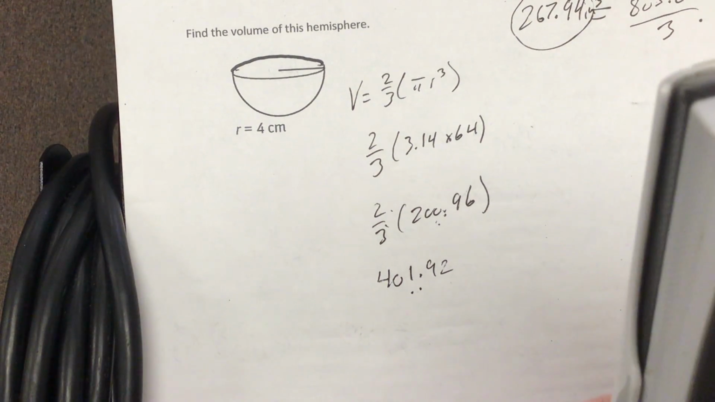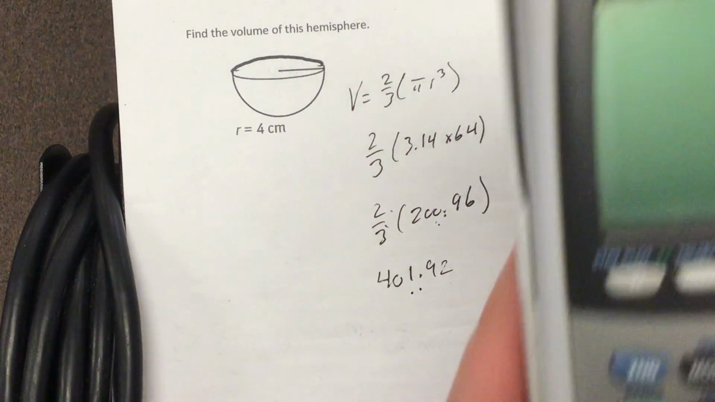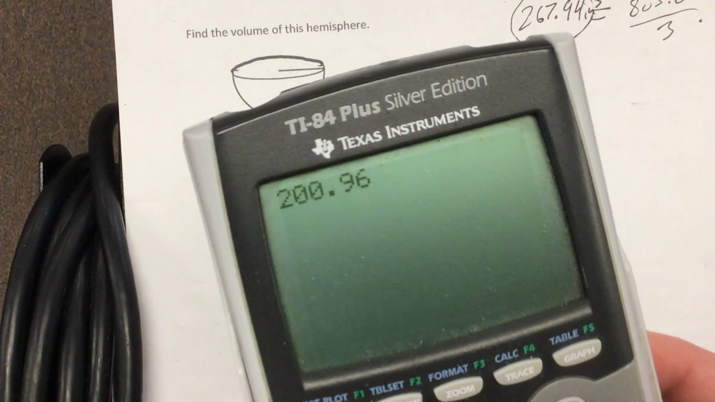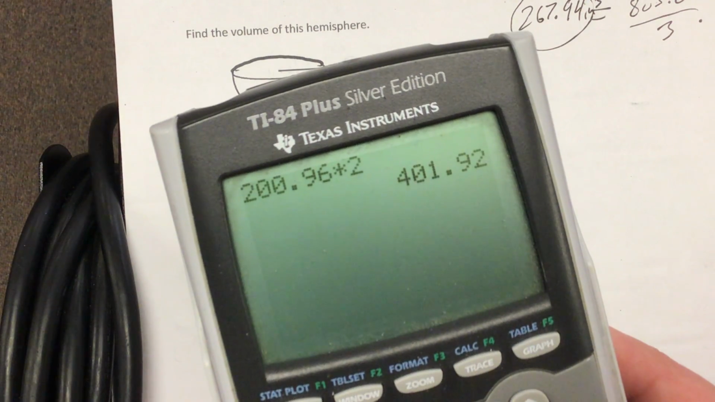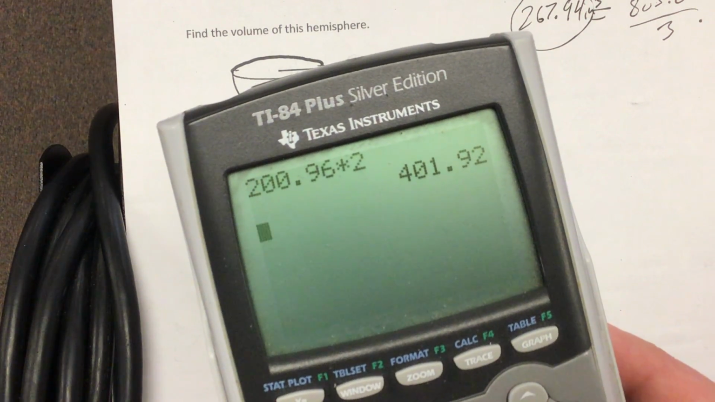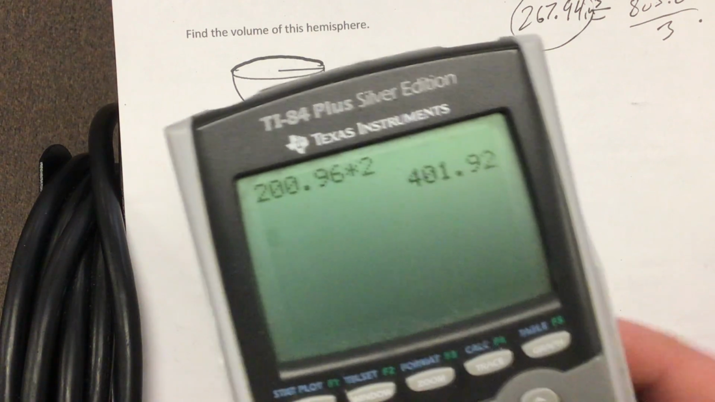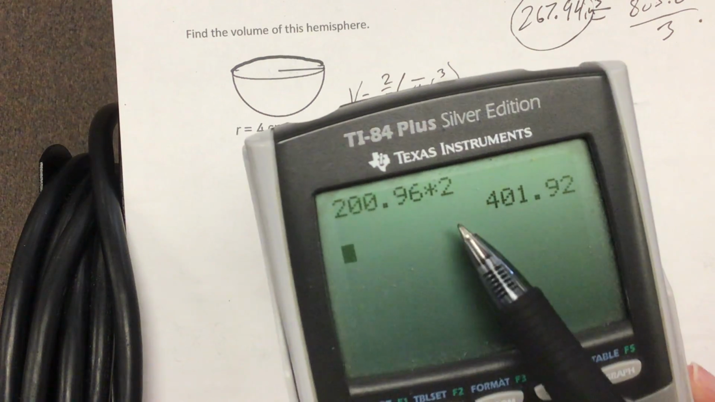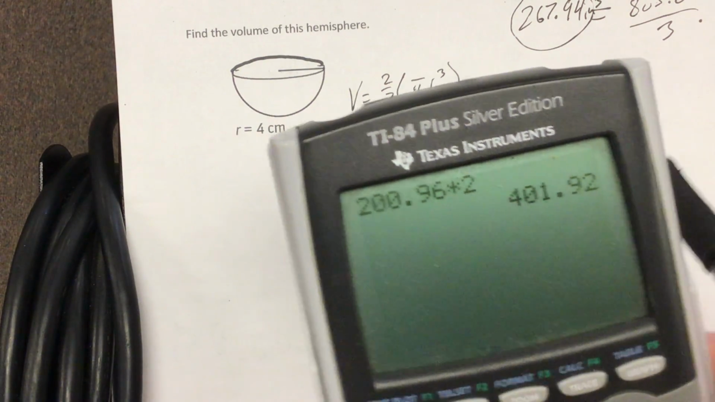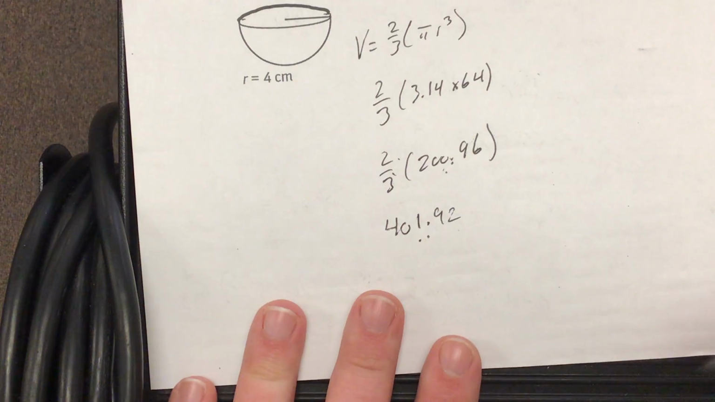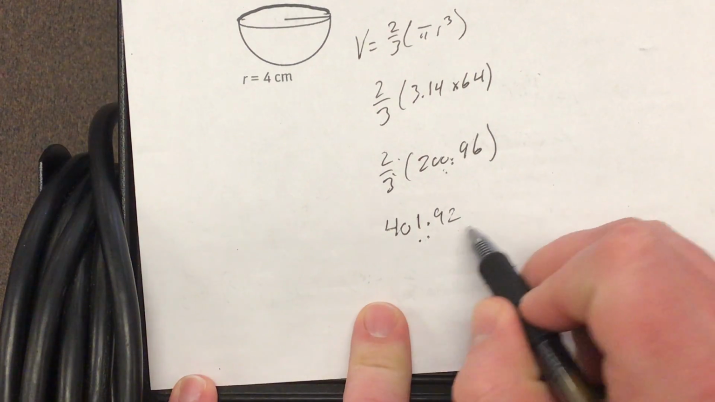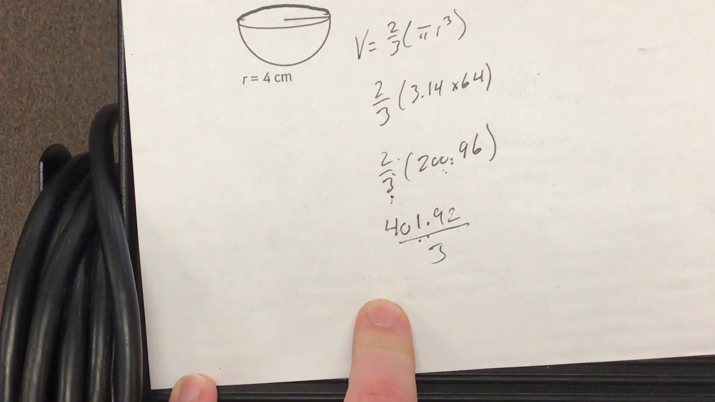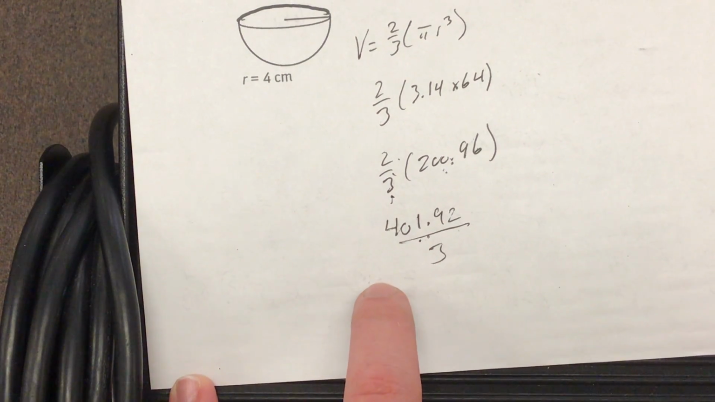All right, look. 200.96 times 2. 0.96 times 2 is 1.92. 200 times 2 is 400. So now the last thing we have to do is divide this by what? What do we divide by here? 3. So it's 401.92 divided by 3.